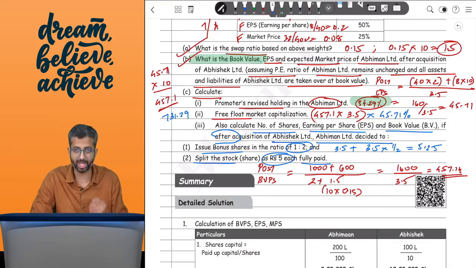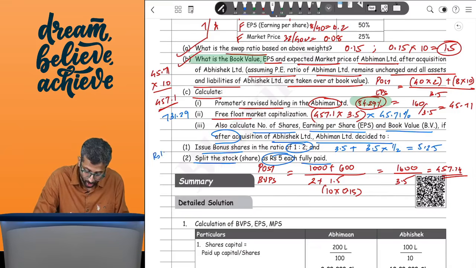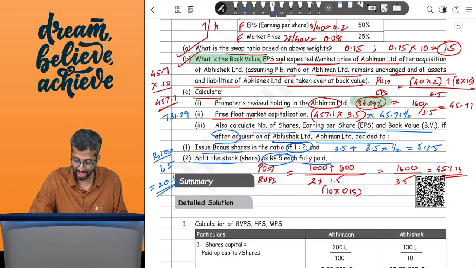Okay, and split the stock of rupees 5 each. Here my share as an acquirer is worth 100. If I want to split it to stocks of rupees 5 each, that means one share will become 20 items, and hence 5.25 into 20, if I'm not wrong, will come to around 105.